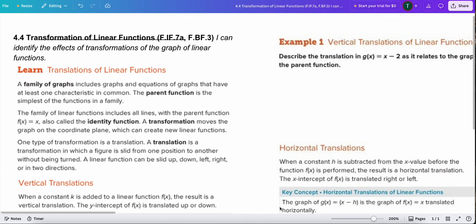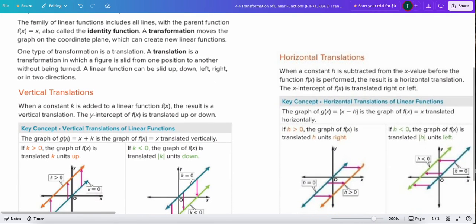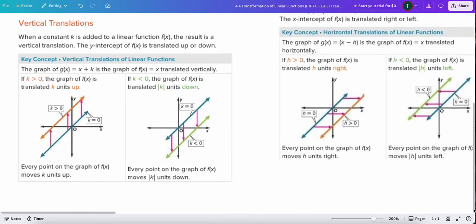One type of transformation is a translation. A translation is a transformation in which a figure is slid from one position to another without being turned. A linear function can be slid up, down, left, right, or in two directions. So the first part we're going to focus on here is going to be when it is a vertical translation.